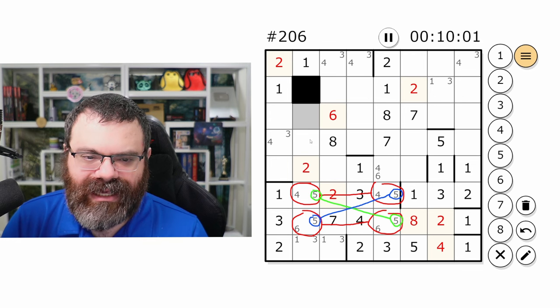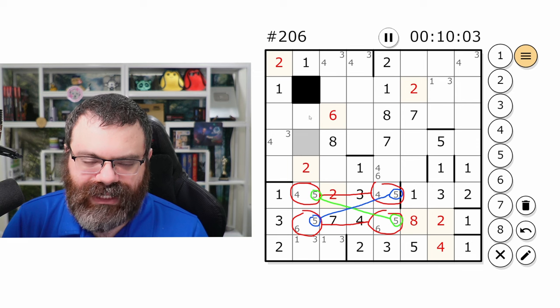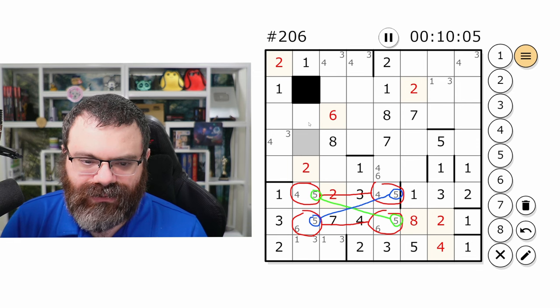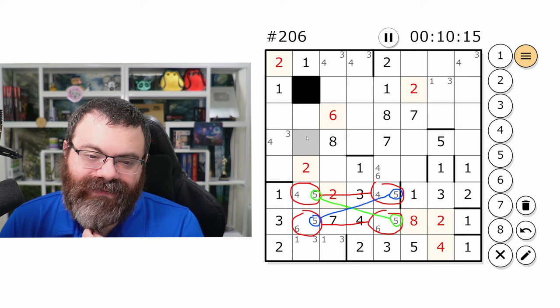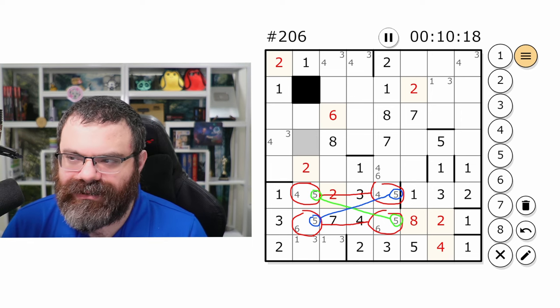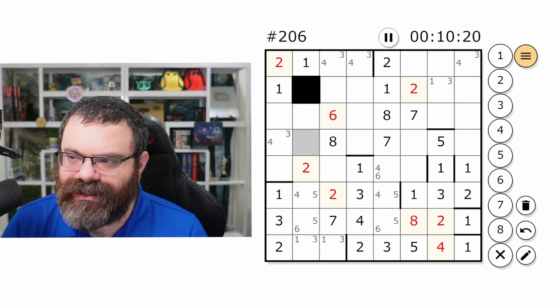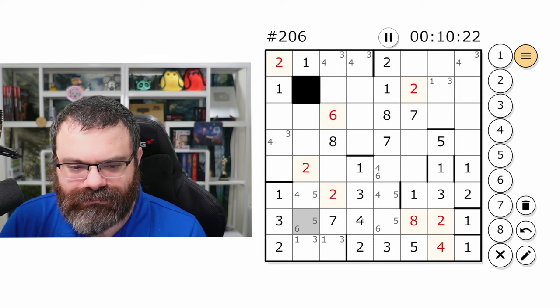Now over here, these can't be 5 either. We need 1 through 6. So this is 1, can't be 2, could be 3, 4, 6. I don't think these are worth marking up, even though they can't be 5. They have too many options still. But I am going to erase my little drawing there. Okay.